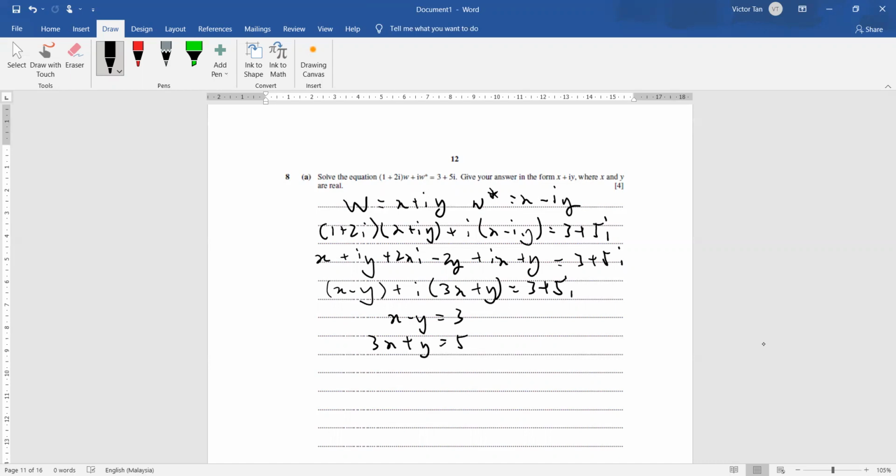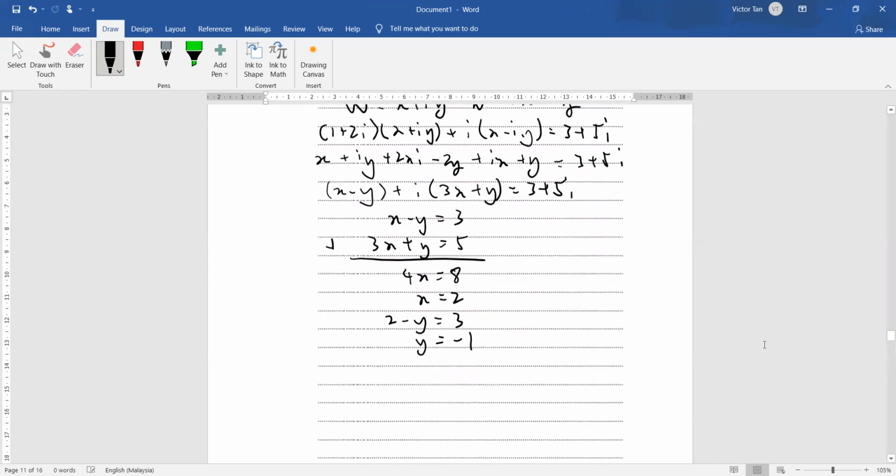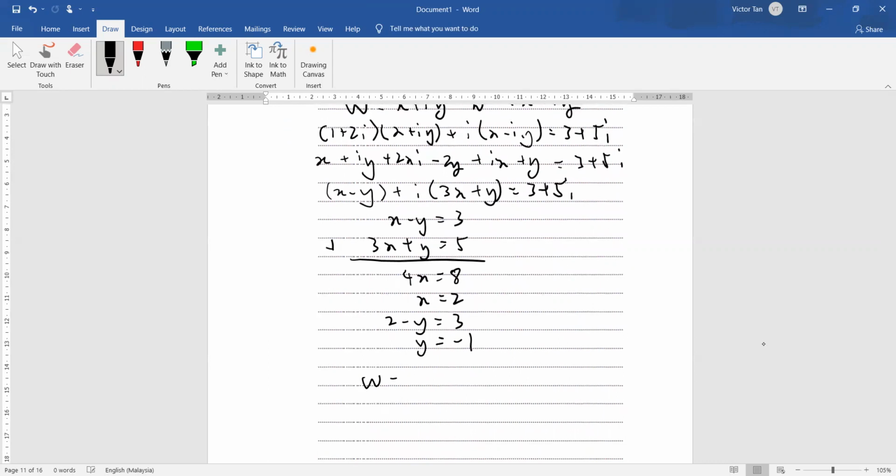Equating the real and imaginary parts. So you add, you get 4x equals 8, x equals 2. Substituting x, you get 2 minus y equals 3, y equals minus 1. That's it. So w is 2 minus i.